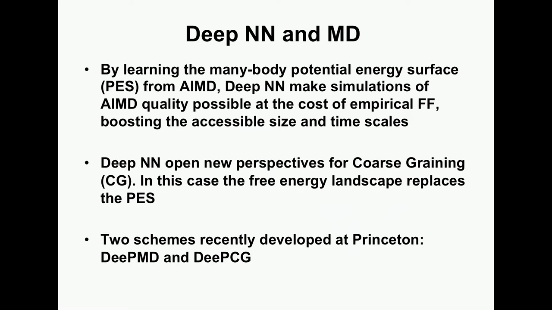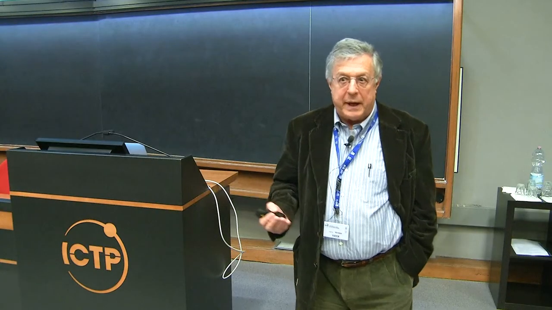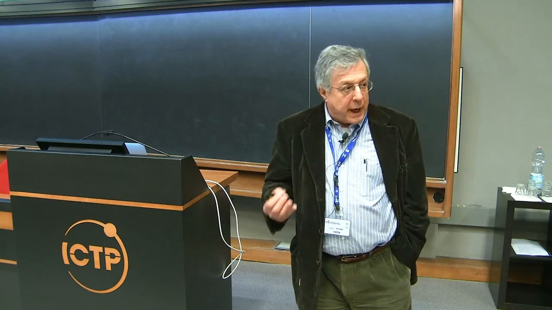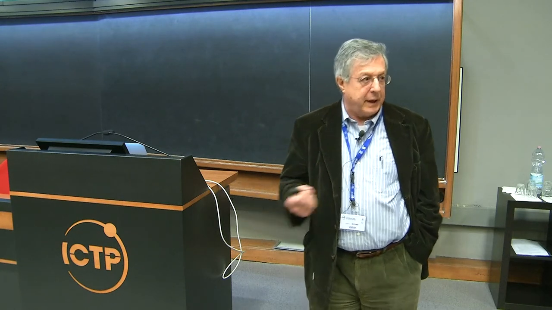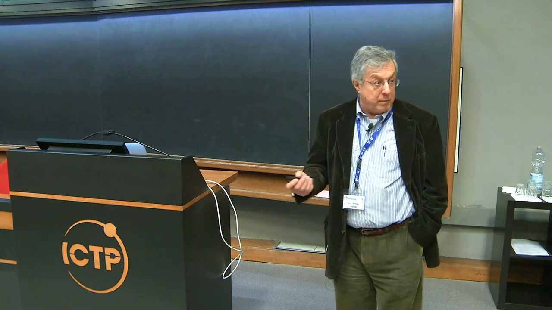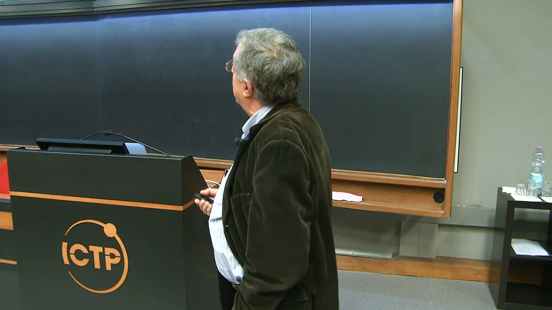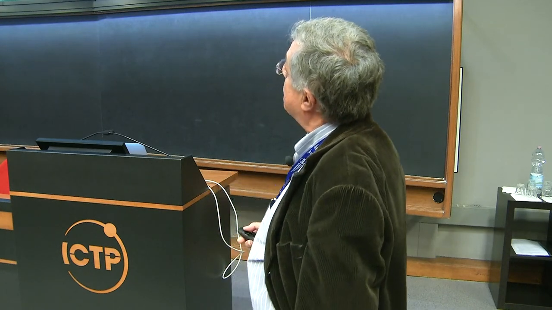Now, what is deep? Deep means that we have a neural network that is multi-layer, is made by different layers, and that, again, is something that made a big improvement in neural network, because by having more than one layer, which is a shallow network, it allows one to capture rather complex nonlinear dependence from the parameters. So let me discuss the DPMD approach first.